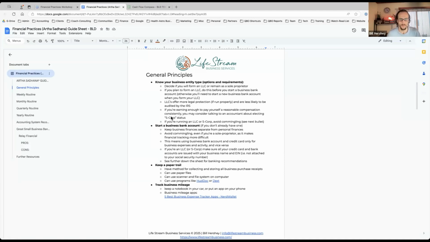And yeah, so once you know your business entity type, that's the first step. The second step here is to make sure that you've started a business bank account if you haven't already. I know this is totally common sense, but you'd be surprised, especially in the early stages of business, how many folks don't have a business bank account.